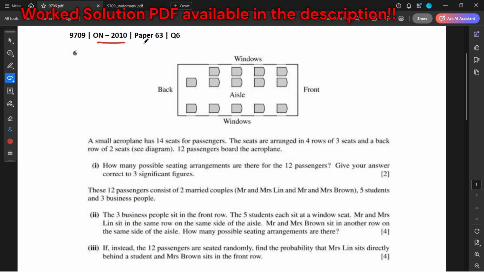Back in those days, we used to call the probability and statistics paper paper 6, not paper 5. That is why I've written over here paper 6 variant 3, and this is question 6 for the same paper.